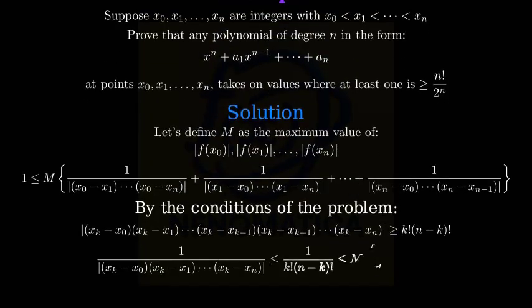From this, we can derive that 1 divided by the absolute value of the product of x sub k minus x sub 0, x sub k minus x sub 1, and so on until x sub k minus x sub n, where we remove the term x sub k minus x sub k, is less than or equal to 1 divided by k factorial times n minus k factorial. This gives us a useful bound for each of our fractions in the first inequality.